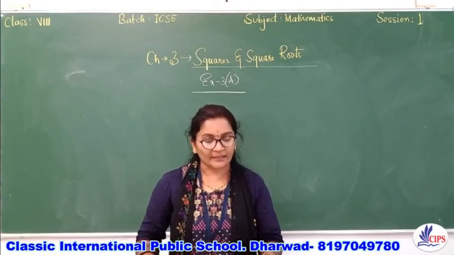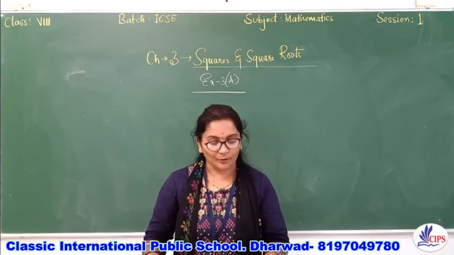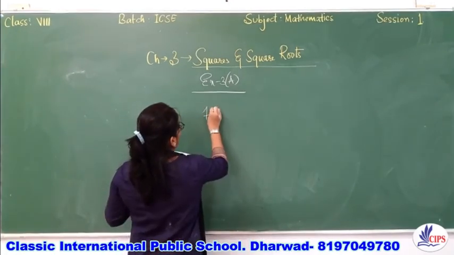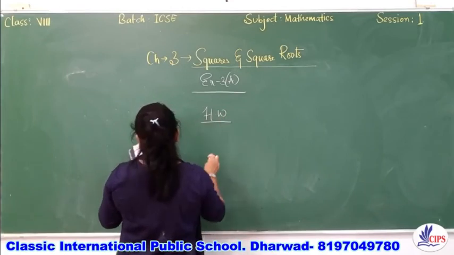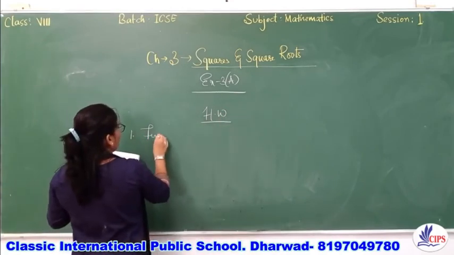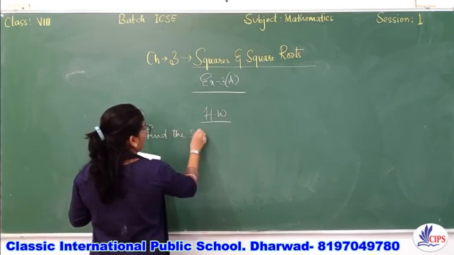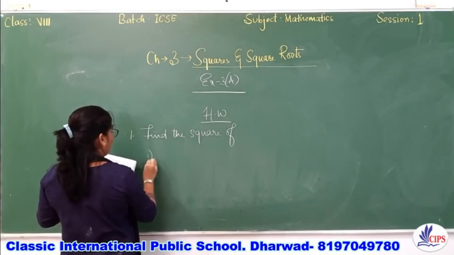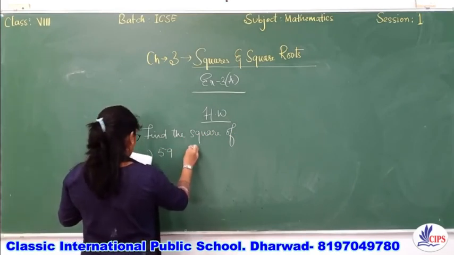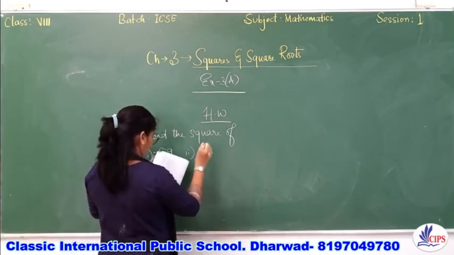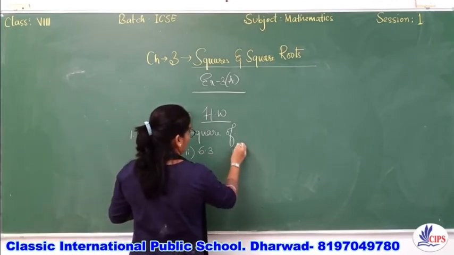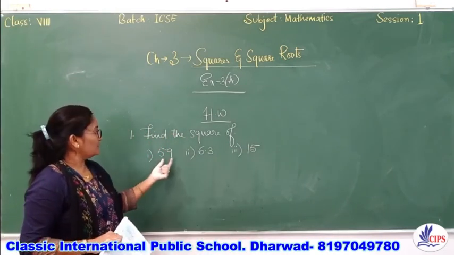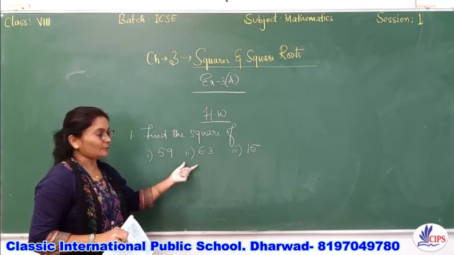So we have completed second and third main. As I have said already, first main will be for homework. So I am writing today's homework on the board. So here the question is find the square of. First sum we have 59, second one we have 6.3 and third one we have 15. So when you are finding the square, what you will do? The same number has to be multiplied twice.